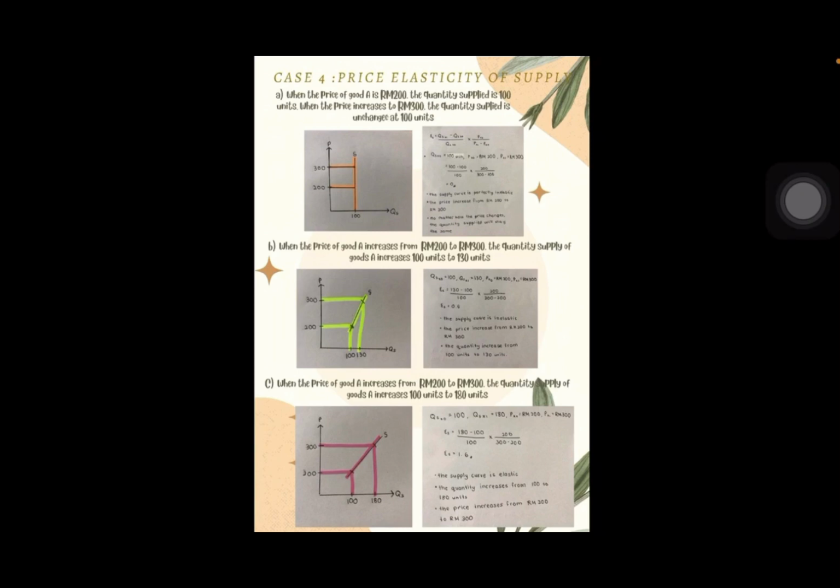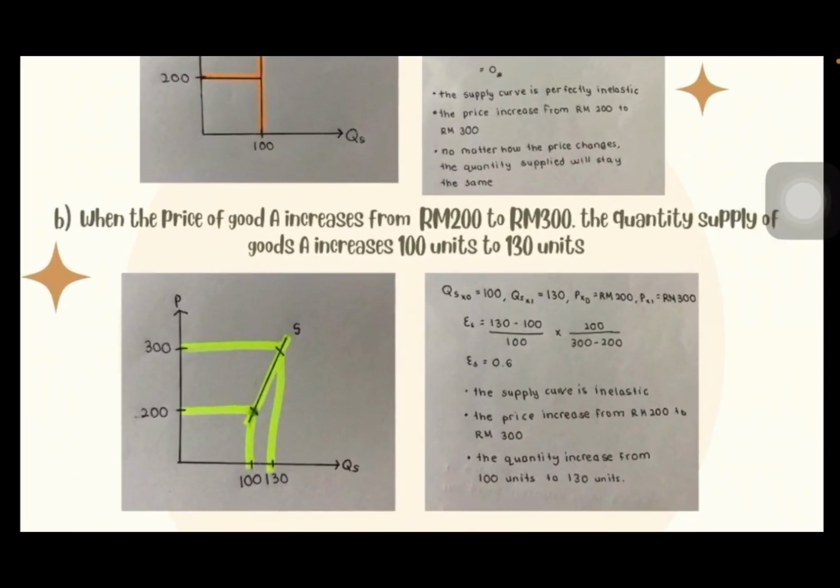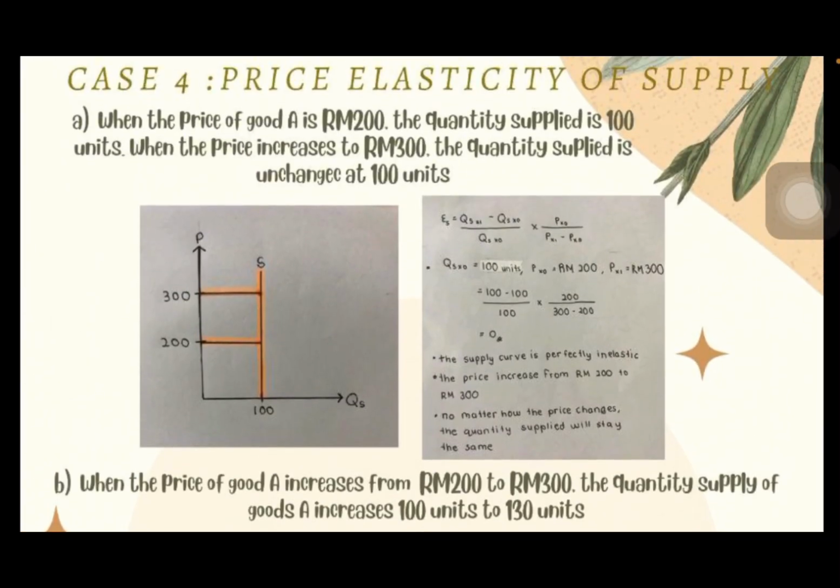So I will cover case 4, which is price elasticity of supply. Okay, for the first question, when the price of good A is RM200, the quantity supplied is 100 units. When the price increases to RM300, the quantity supplied is unchanged at 100 units.